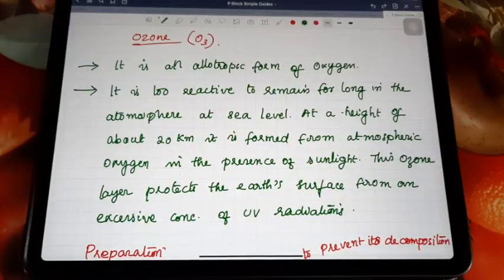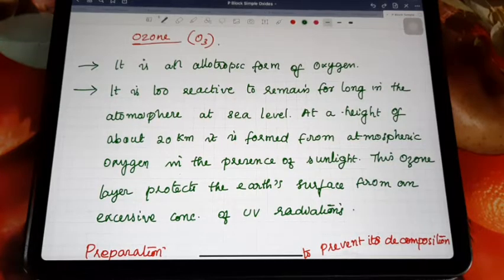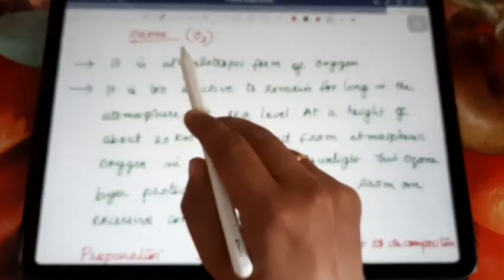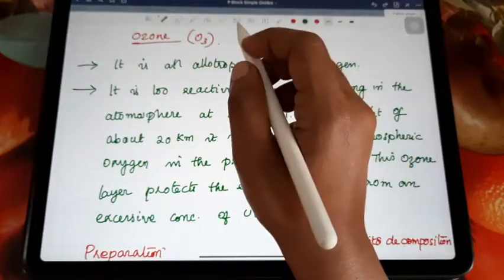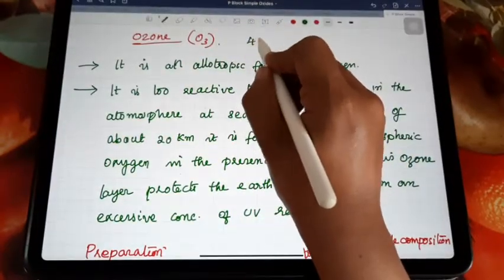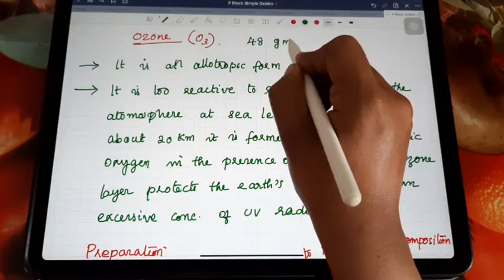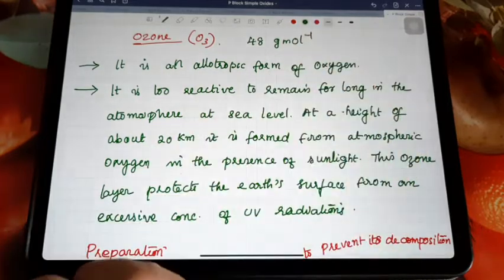Hi children, our next topic in chemistry is ozone. O3 is the molecular formula. It is an allotropic form of oxygen and its molar mass is 48 g mol^-1.